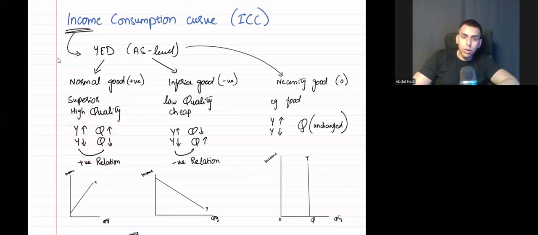Then we have the inferior good, a low quality, cheaper good. Whenever income rises, the demand for that good falls, and whenever income falls, demand for that good rises, proving a negative relationship. The last one is a necessity good, in which there is no change in quantity consumed whenever income rises or falls, for example medicine, because you will not start or stop using medicine due to a change in income if you are sick. So your quantity consumed is unaffected by income.